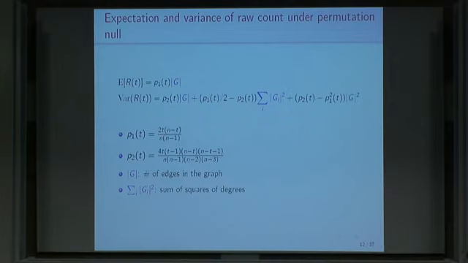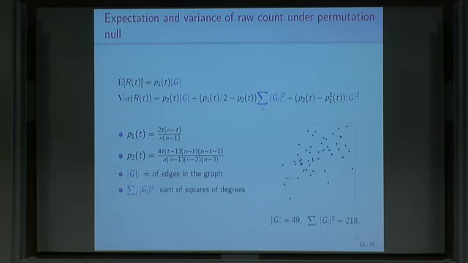So G_i, for example, if this is node i, G_i is the subgraph that connects to node i. So G_i is just this graph. Then the size of G_i is the degree of node i. So this quantity is the sum of squares of degrees. And as long as we construct the graph, these two quantities are very easy to get.